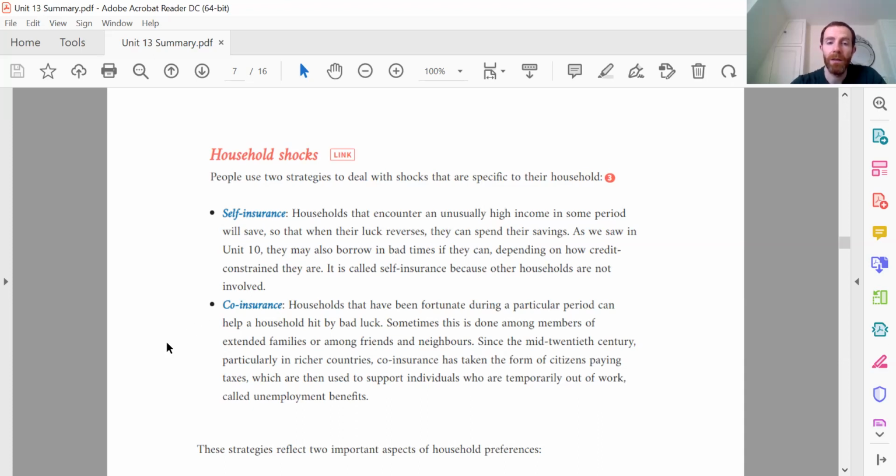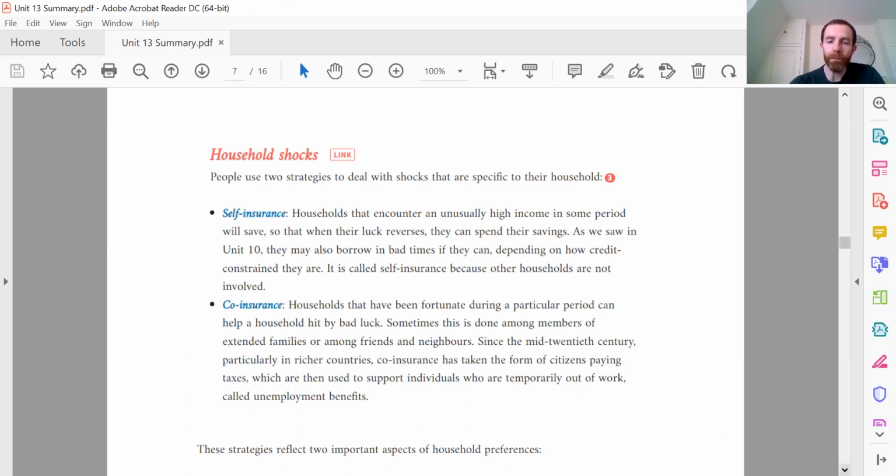Now, co-insurance is when we do this sort of insurance on a much larger scale. In the past, when there wasn't so much government intervention, this would just be extended families or even friends and neighbors helping each other out. So if one household gets hit by a bit of bad luck, other households who may be more fortunate could help them out, maybe give them a little bit of food or a loan of money. In the more modern context, co-insurance takes the form of the tax system, so that wealthier people pay tax, which can then be transferred to people on lower incomes. It gives a nice example here: people who are out of work have hit a bit of bad luck so their income has gone, but they're going to get some unemployment benefit. So co-insurance is when households help each other out, and the tax system is precisely one example of that.